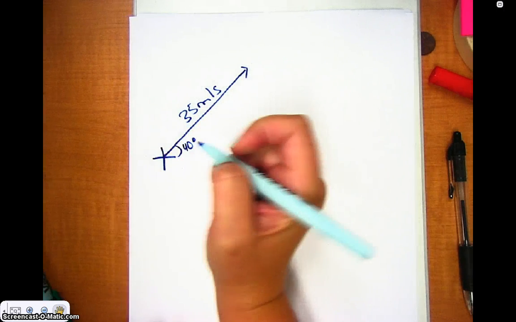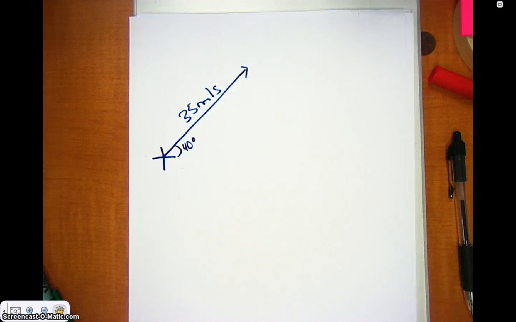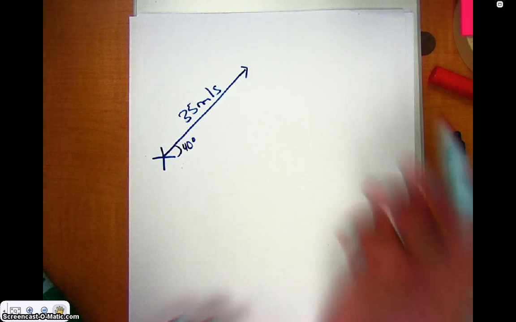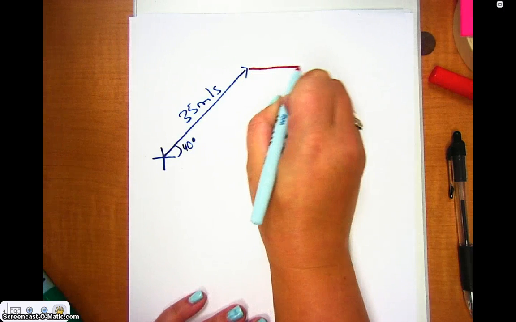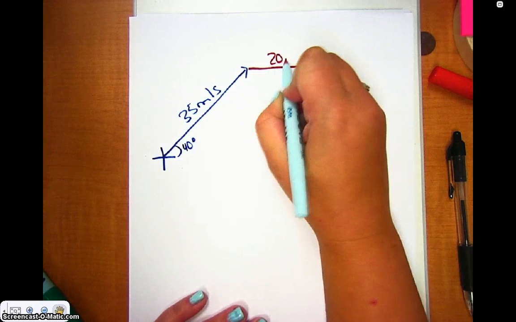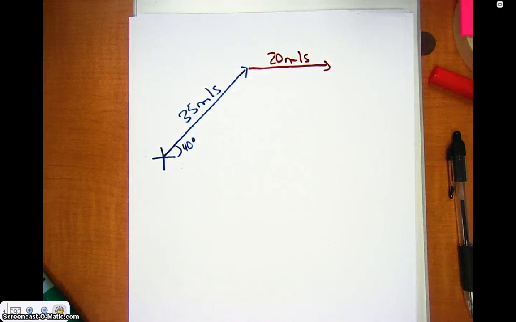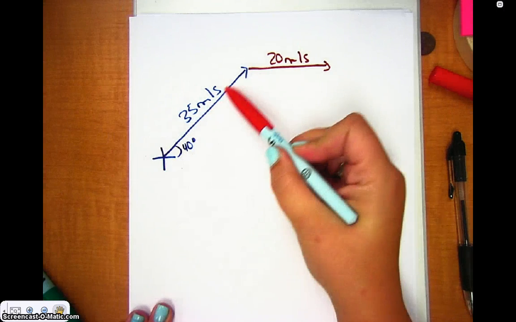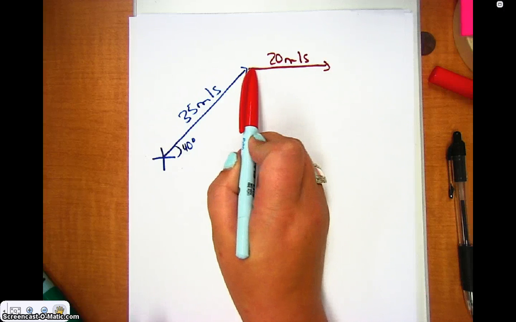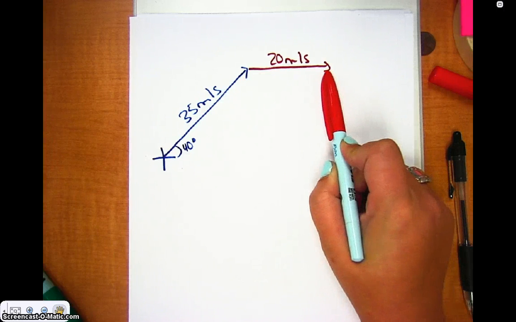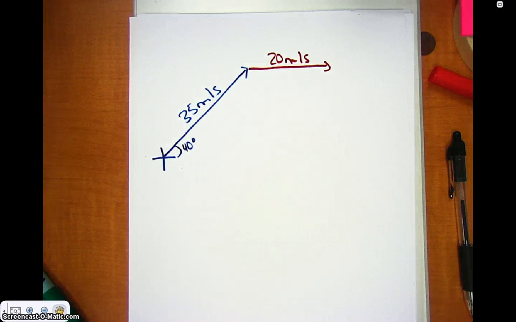And then let's say the car turns directly east and travels at 20 meters per second. Then I want to know, what is the actual resultant velocity? If it goes east at 20 meters per second, notice that I've done my tail to tip. I have my first vector here, and then I put my second vector at the tail of the first, all the way to the tip of the last. And I want to know what is the resultant velocity.